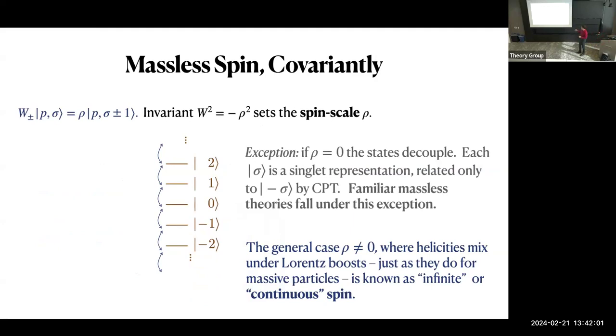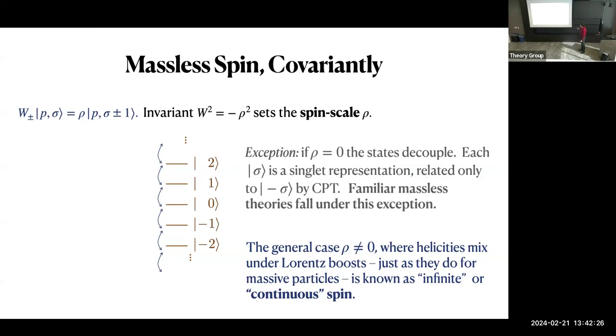In this talk, I'm going to focus on the bosonic case. Right? W is the spin scale. This is referred to as a continuous spin particle. Continuous refers to the fact that rho can take on any continuous number. Sometimes these are referred to as infinite spin particles. That refers to the fact that there's a tower of polarization states that is infinite in extent, okay?